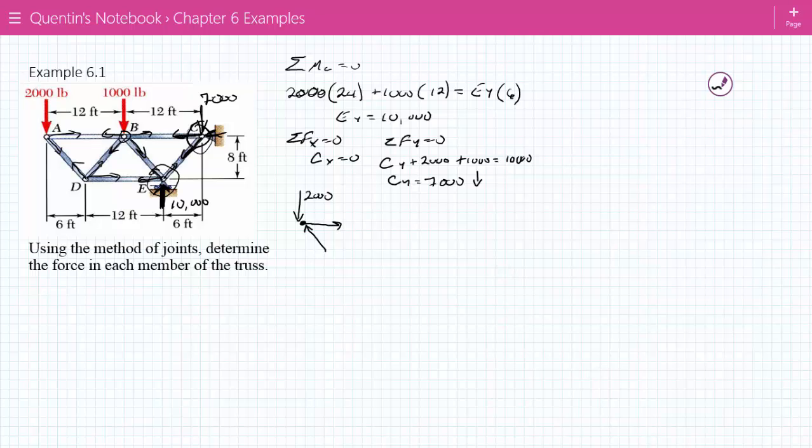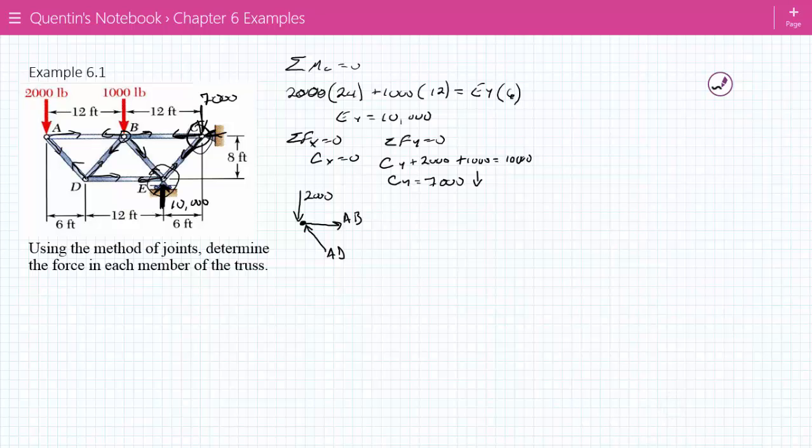How do I do that? Well, the only thing that's going to counteract this downward force is this upward force. This is AD, and this is AB. So I know AD needs to point up. That's just a simple way to do it.